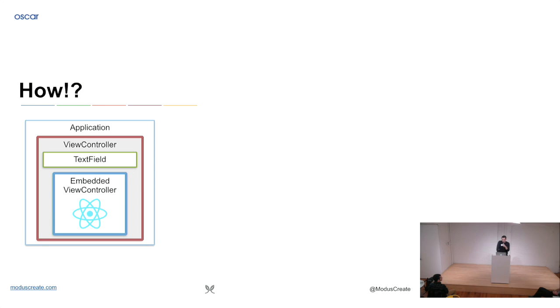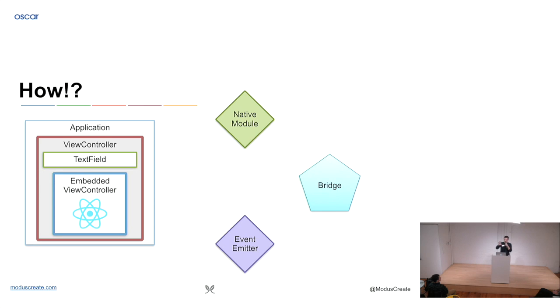So what happens when you actually start communicating between the two? You have your bridge, the React Native bridge. That's responsible for all communication between React Native and native. You have two important components. You have the event emitter, which we talked about earlier. That's going to communicate to the JavaScript world of things. And then you have a native module, which could be anything.